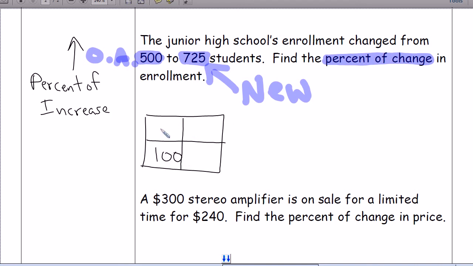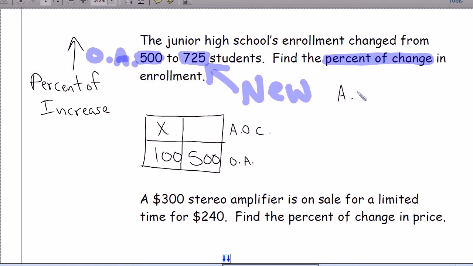Okay? And now that we know that, we can go ahead and fill in our numbers. This is always going to be the 100. We're looking for the percent. We don't know the percent. We do know the OA, the original amount. That's 500. So that's what goes right here. Remember, this is where the OA goes. And remember what goes up here? The AOC, amount of change.